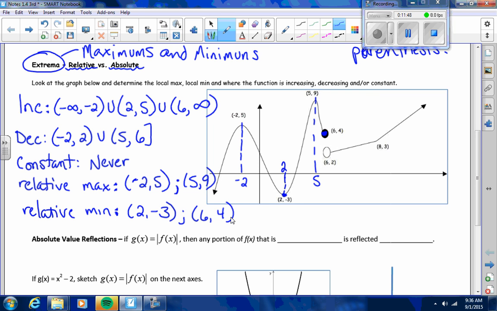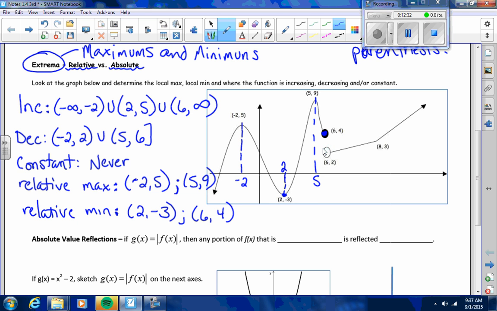Maybe. Well, let's see. Let's look at 8, 3. Does it come to a distinct low point? No. It's increasing and it just goes right through that point and continues increasing. So no, that would not be a relative minimum. So do we see any others? Okay, so let's look at 6, 2. It almost looks like it should be a relative minimum, but what does an open circle mean? It can't equal that point. So if it can't equal that point, it cannot be a minimum. Okay, so that is not a relative minimum. Any questions on that?